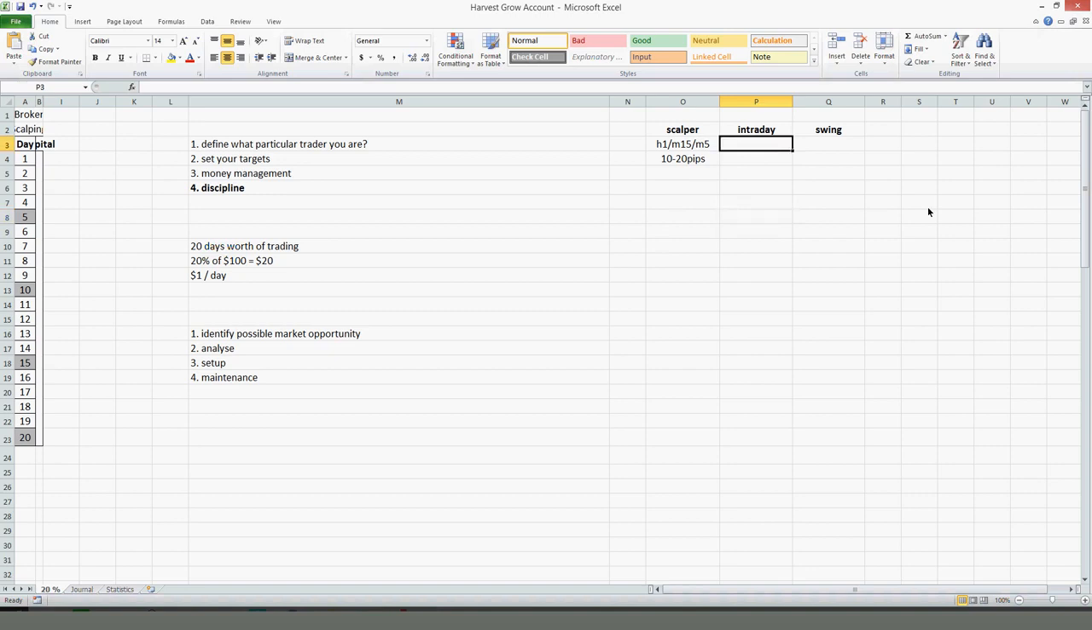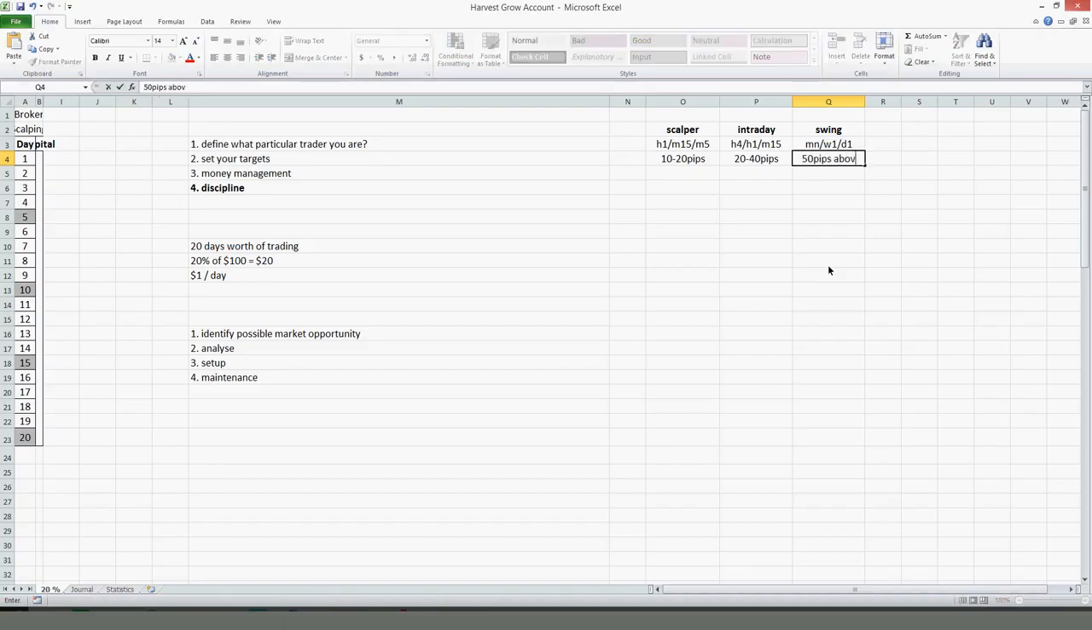Okay, so if you're an intraday trader, then obviously you should be looking at H4, H1, and M15. And obviously if you're a swing trader, then you should be looking at monthly, weekly, and daily setups. Okay, so those are the time frames that you're looking at. So personally, if I'm an intraday trader, then I should be looking for 20 to 40 pips on an intraday trade. So if I'm going for a swing trade, then obviously you should be looking at 50 pips and above.